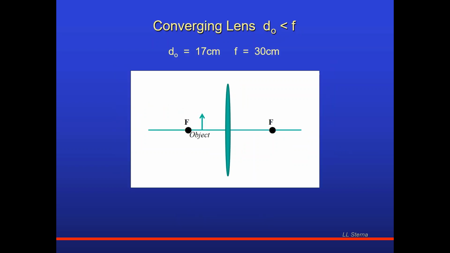Now let's consider the case. We have a converging lens. Now the object is closer to the lens than the focal point. Let's see what this looks like. DO smaller than F, the focal length.